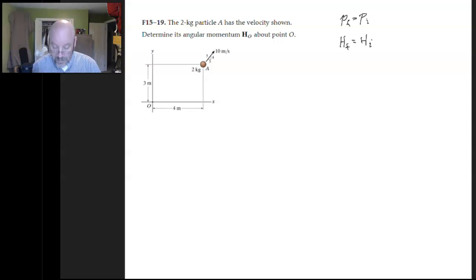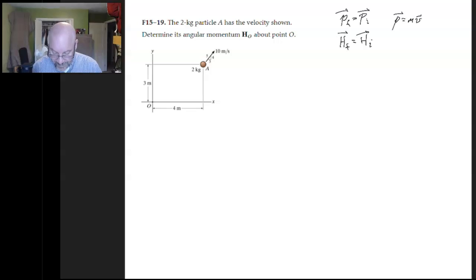Linear momentum is a vector quantity, like so. Angular momentum is a vector quantity, like so. Regular momentum depends on a mass and a velocity, so mv, just like this. Angular momentum also depends on a mass and a velocity. Now, here, however, is where they get different.